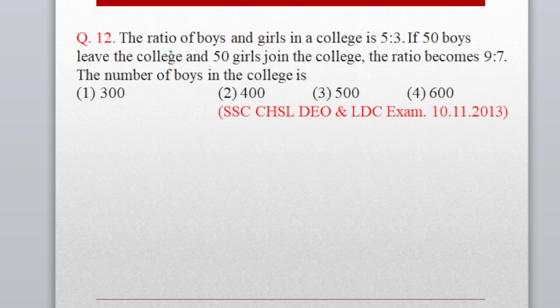Now question number 12. The ratio of boys and girls in a college is 5:3. If 50 boys leave the college and 50 girls join the college, the ratio becomes 9:7. The number of boys in the college is? Now here, boys is to girls is equal to 5:3. That means if boys is 5x, then girls is 3x.